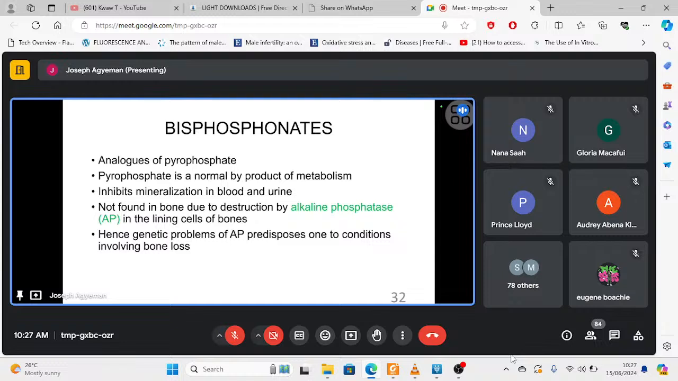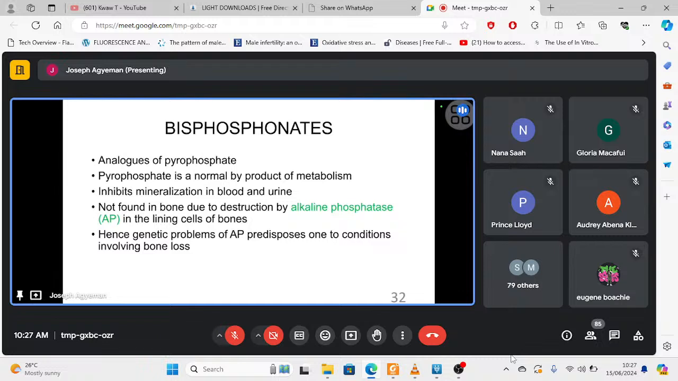Lucky for us, we don't have this agent in the bone, because if it is in the bone, it will also cause demineralization, and that will rather give us osteoporosis. But thankfully, because of the presence of alkaline phosphatase in the bone, it degrades pyrophosphate in the bone. And for that matter, we don't get problems with pyrophosphate-induced bone demineralization, which means that individuals with any problem with alkaline phosphatase could suffer from bone demineralization from pyrophosphate, because we are saying that it is a normal byproduct of metabolism.